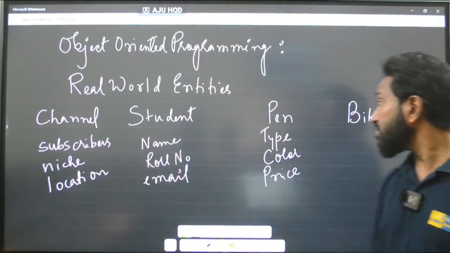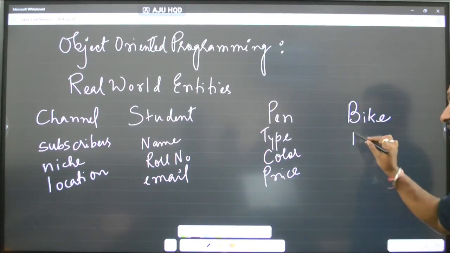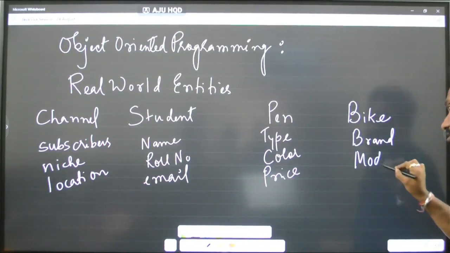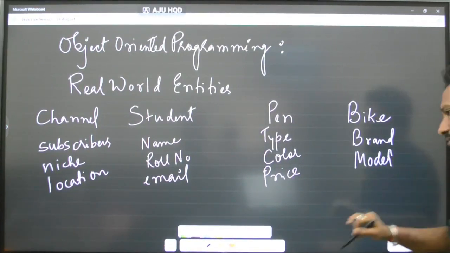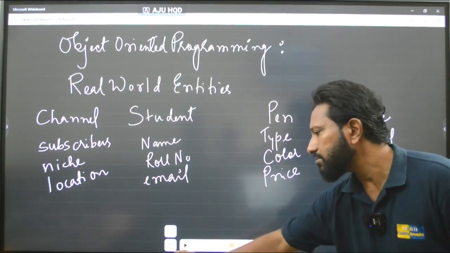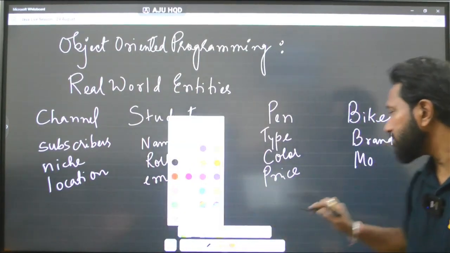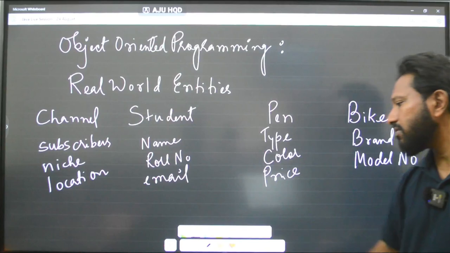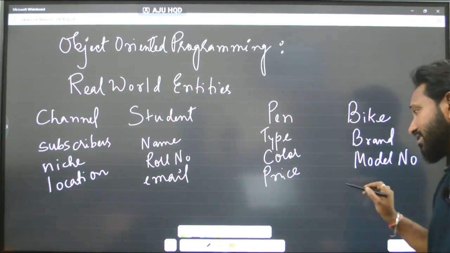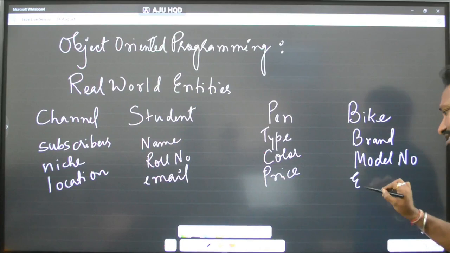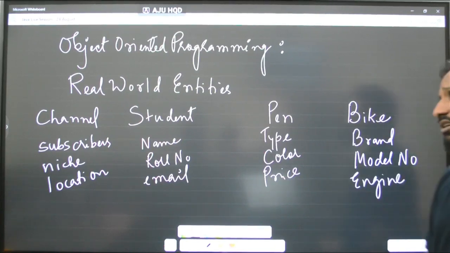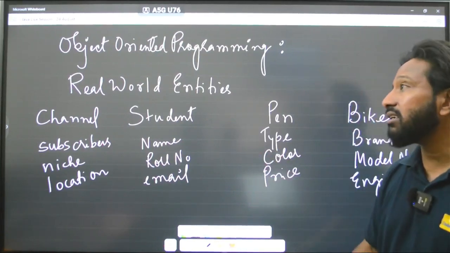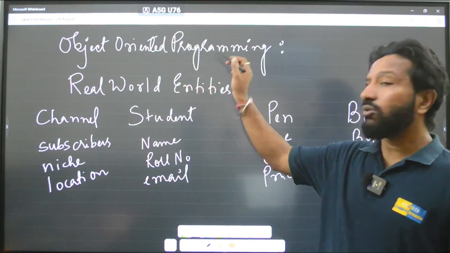Correct? And then I am talking about a bike. The brand of the bike, the model or the model number. What else can we have? The capacity, the engine capacity, the cc, or let me say engine only. Got it? These kind of real world entities can be represented by object oriented programming concepts.